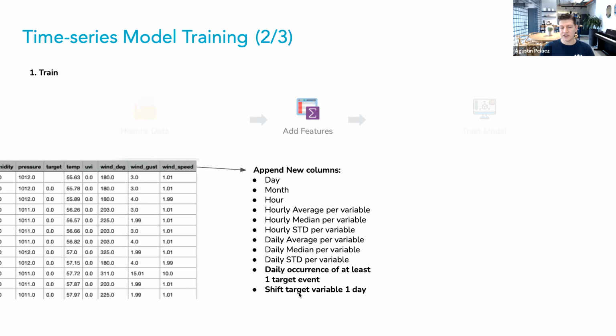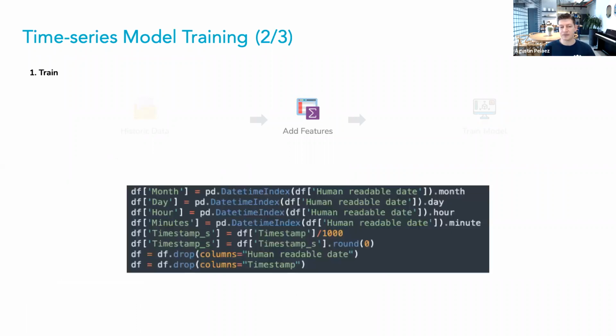And then, of course, the last ones are very important. If you want to make a prediction, we take this target observation and we shift it so that we can be predicting what's going to happen tomorrow and not what's happening today.